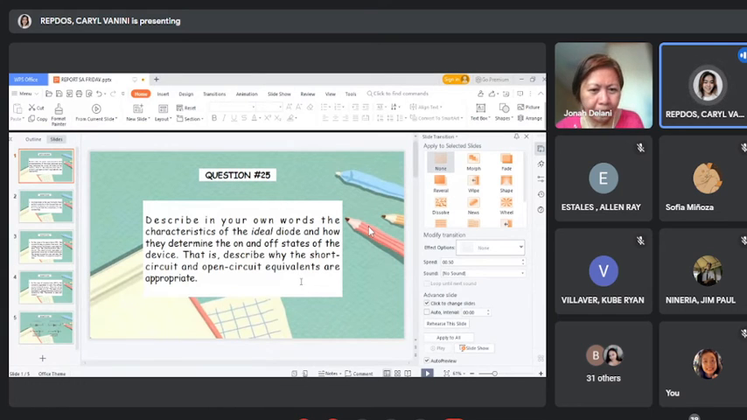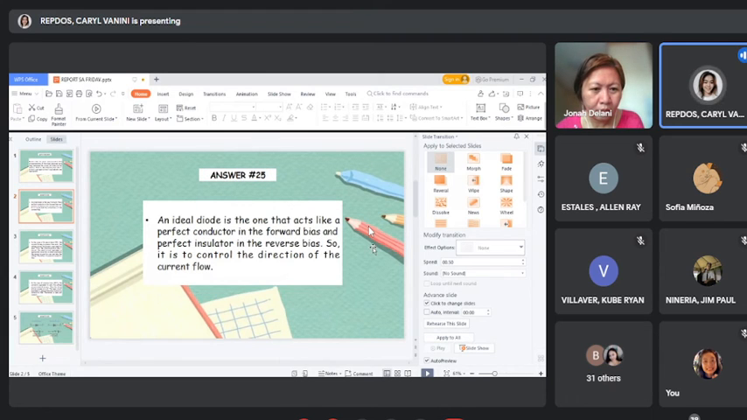So, the question is: describe in your own words the characteristics of the ideal diode and how they determine the on and off states of the device. That is, describe why the short circuit and open circuit equivalents are appropriate. So my answer is: an ideal diode is one that acts like a perfect conductor in forward bias and a perfect insulator in reverse bias.